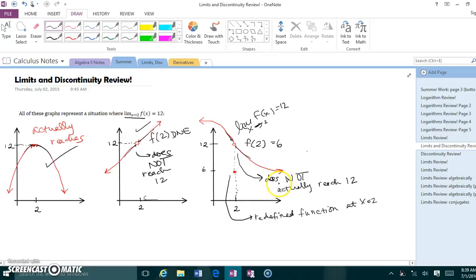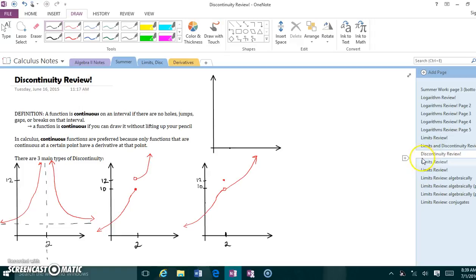So just another quick comment here. My function, once again, does not actually reach 12, but it intends to reach 12. And I redefined my function at 2, and I made it 6. So there are discontinuities going on in my second and third graph. So let's make sure that we know the 3 main types of discontinuities. You're going to need to know these for calculus.